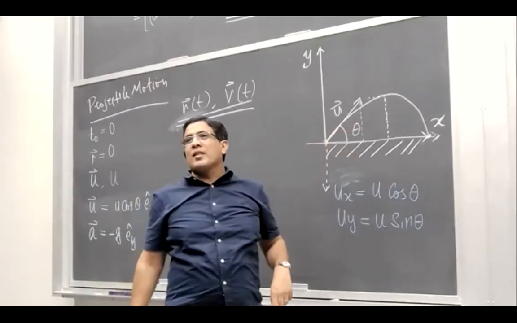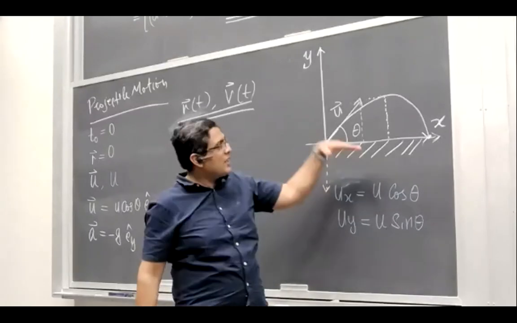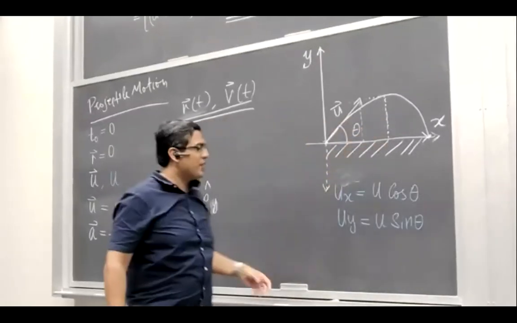Velocity zero. The y component of the velocity. Because it is moving in this direction, right? Only the y component of the velocity should be 0. Very good.